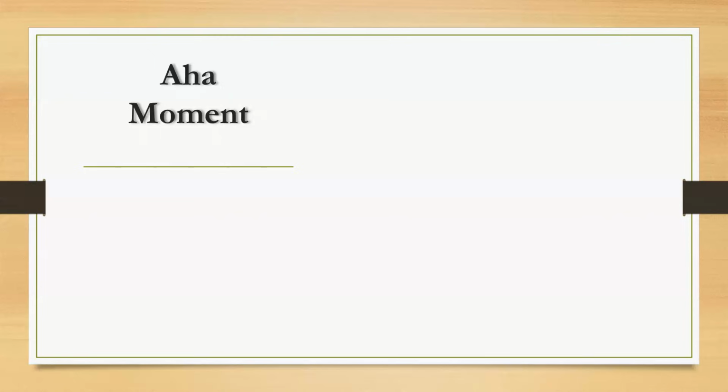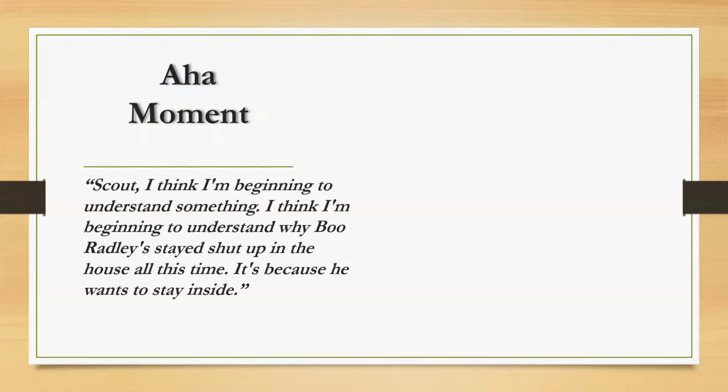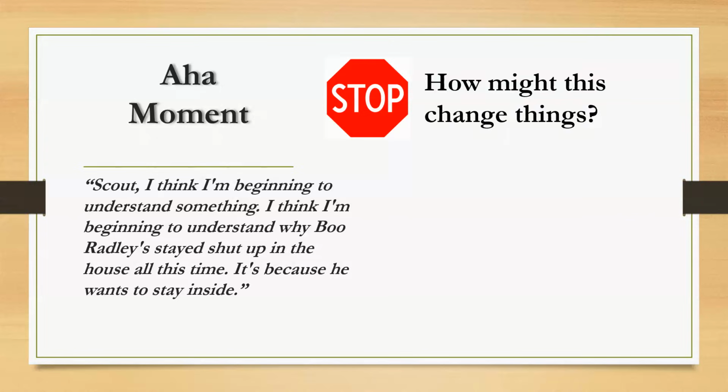This is also from To Kill a Mockingbird. "Scout, I think I'm beginning to understand something. I think I'm beginning to understand why Boo Radley's stayed shut up in the house all this time. It's because he wants to stay inside." So I notice, aha, we have someone suddenly understanding something. So I stop and I ask myself, how might this change things?